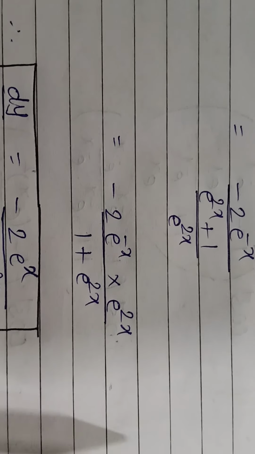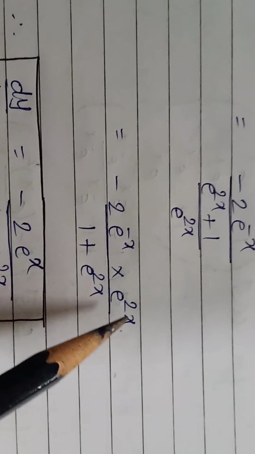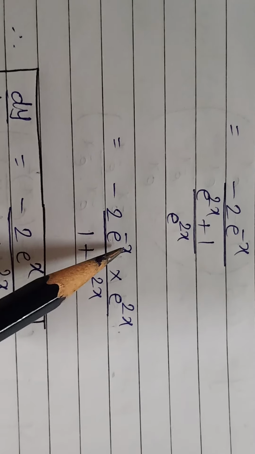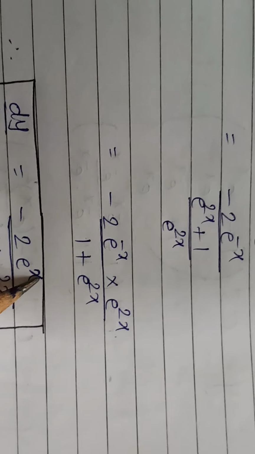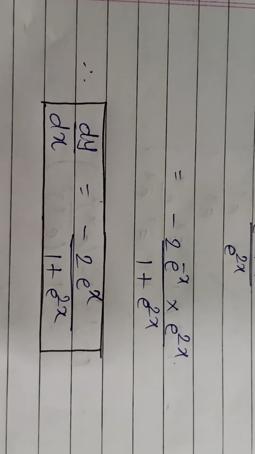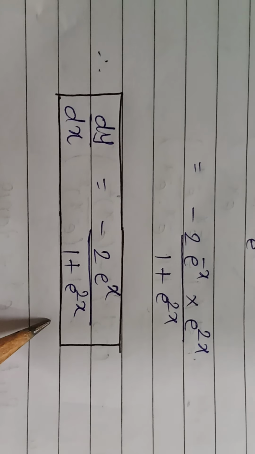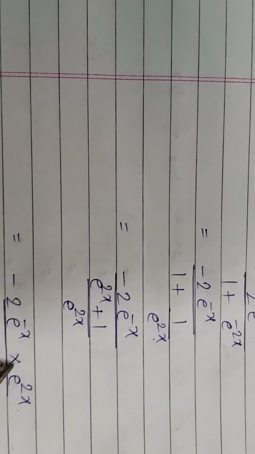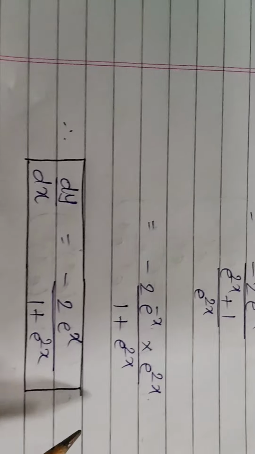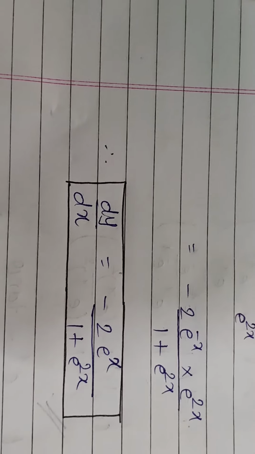So after adding, it will be subtraction, actually. 2x plus minus x means 2x minus x we have to do, so it will come as x in the index. So the final answer will be minus 2 e raised to x upon 1 plus e raised to 2x. From here we have to do some extra steps in order to get the final and actual answer. So this is very important.